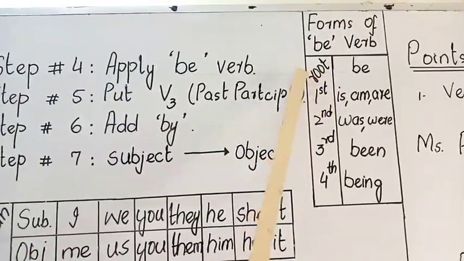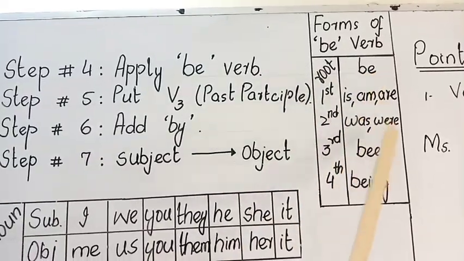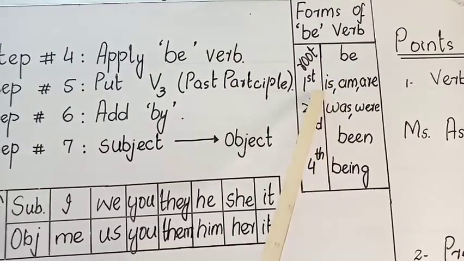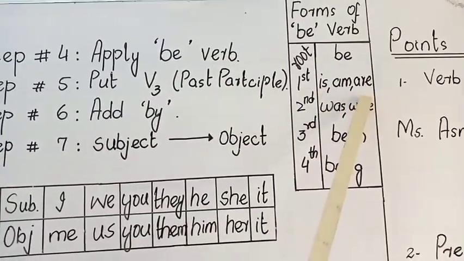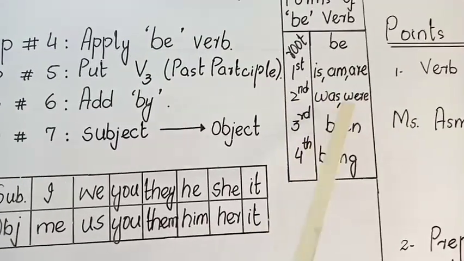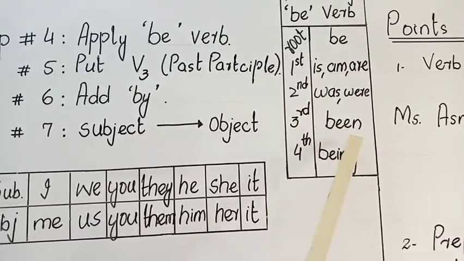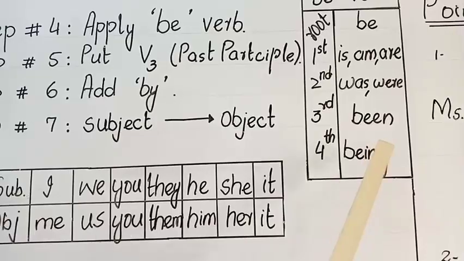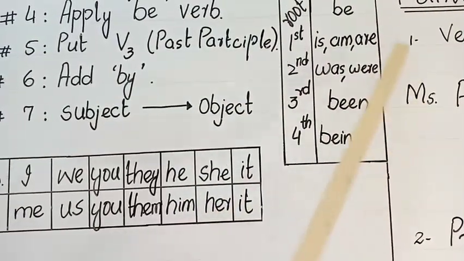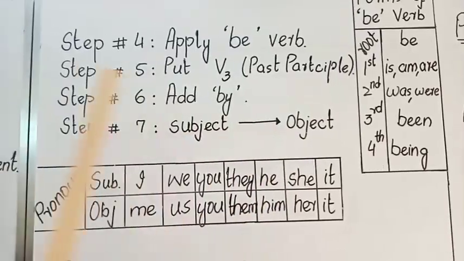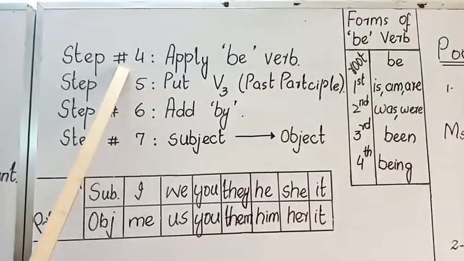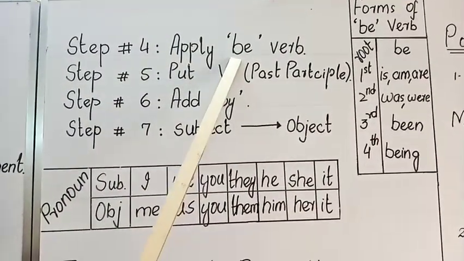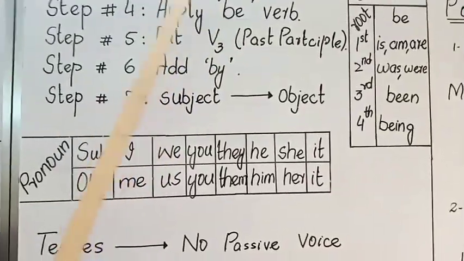So look here, the forms of be verb are written here. The root form or the base form is be, and the first form of be verb is am, is, are. Second form is was, were. Third form is been, and the fourth form is being. So we have to apply some form of be verb according to the tense of the sentence and the new subject. यानी हमें be verb अप्लाई करना है टेंस के लिहाज से और सब्जेक्ट के लिहाज से.